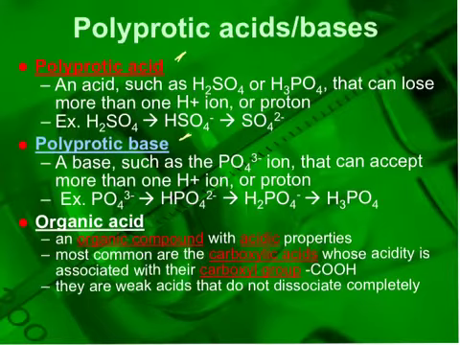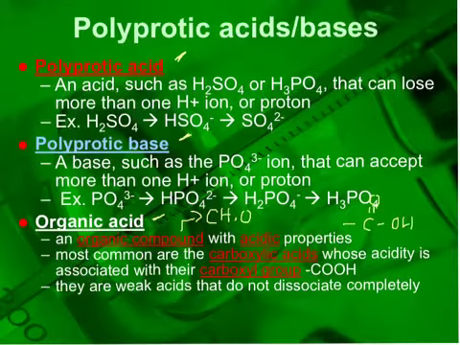And lastly, the term organic acid refers to any organic compound. Again, an organic compound is a compound with carbons, hydrogens, and or oxygens. And these organic compounds have acidic properties. Usually, it is due to the presence of the carboxylic acid group, which again is C, double bond O, single bond OH. And it is only this H here that is the acidic hydrogen. These are usually weak acids and do not dissociate completely.